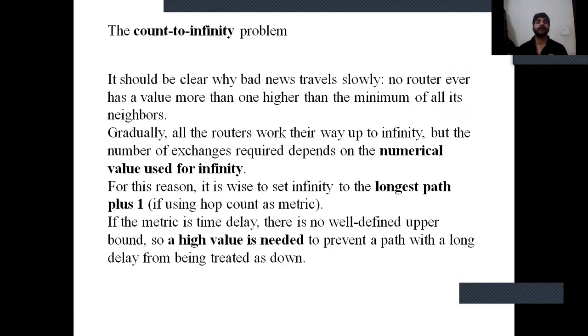Why does this news travel slowly? No router ever has a value more than one higher than the minimum of all its neighbors. Gradually all the routers work their way up to infinity, but the number of exchanges required depends on the numerical value used for infinity. For this reason, it is wise to set infinity to the longest path plus one, if using hop count as the metric. If the metric is time delay, there is no well-defined upper bound, so a high value is needed to prevent a path with long delay from being treated as down.